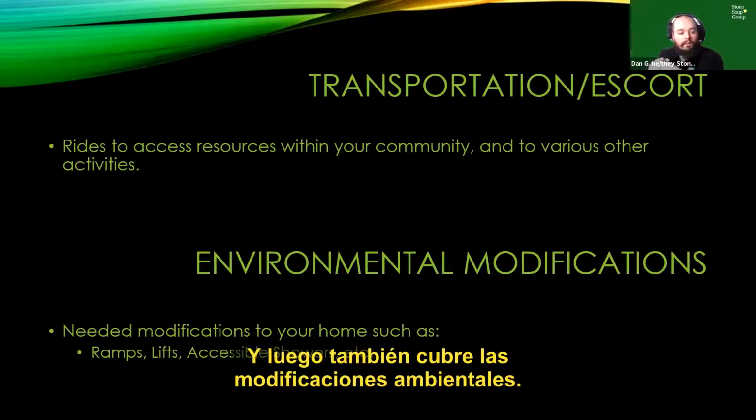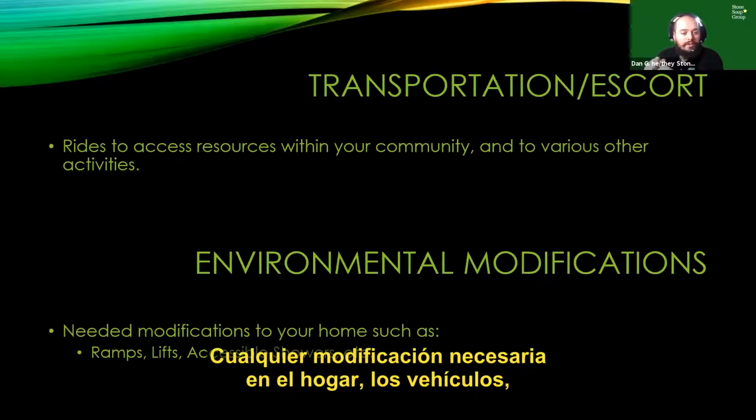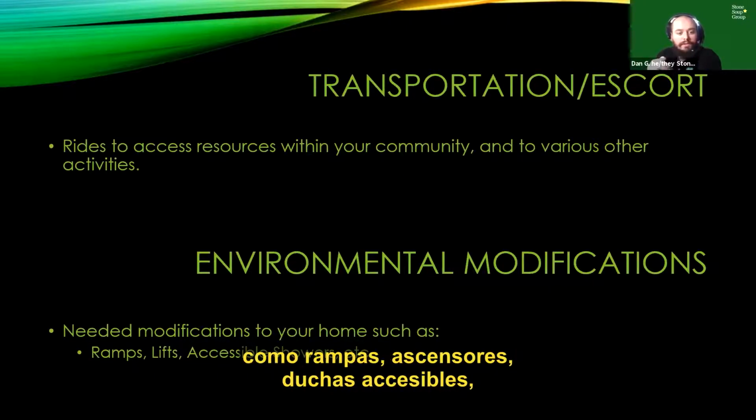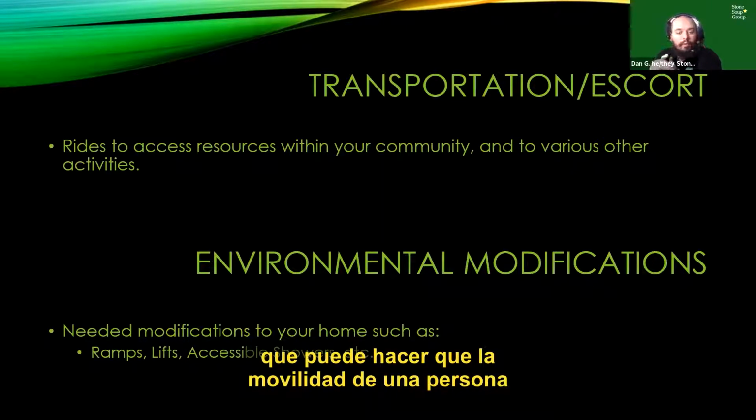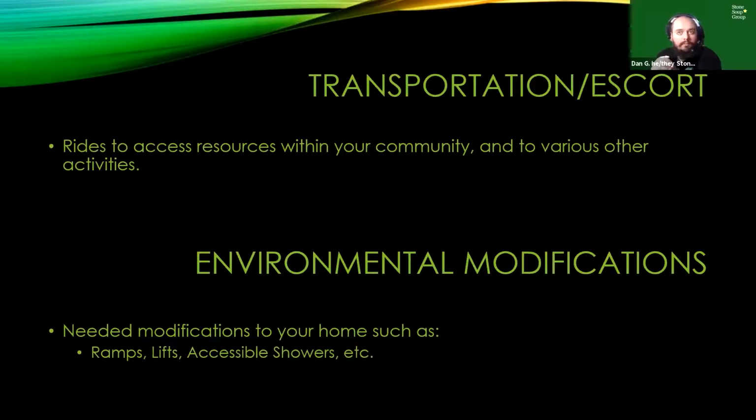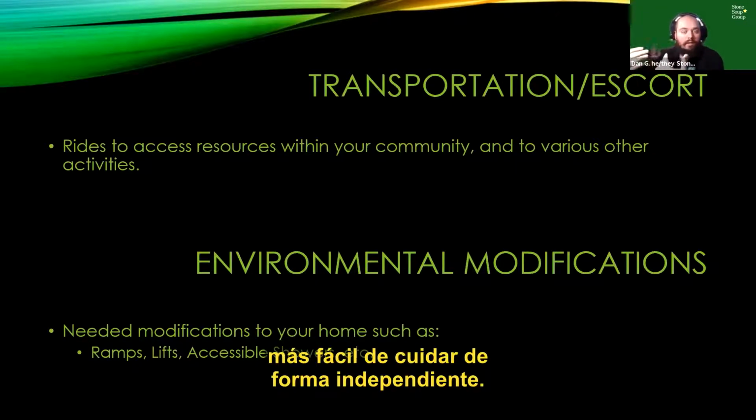And then it also covers environmental modifications. So any needed modifications to the home, vehicles such as ramps, lifts, accessible showers, other things within, around the home or vehicle that can make a person's mobility more easily taken care of independently.